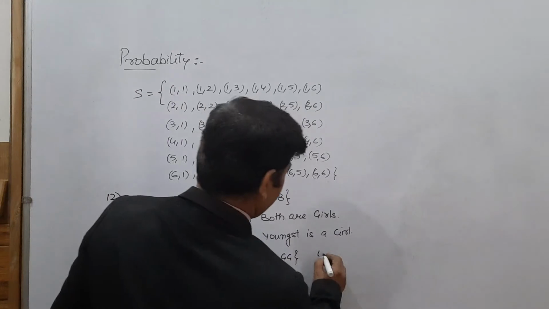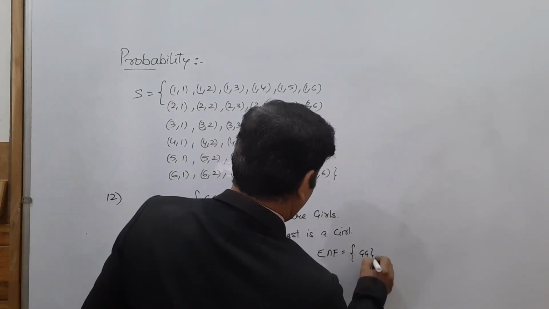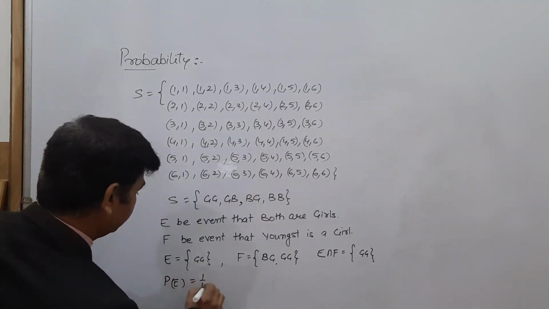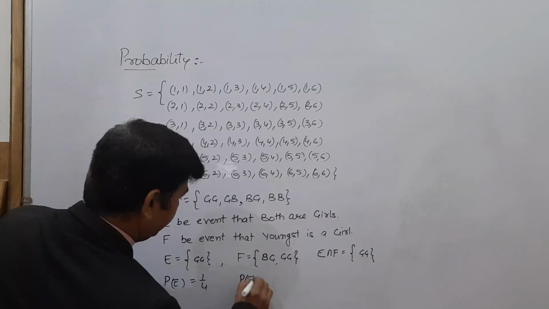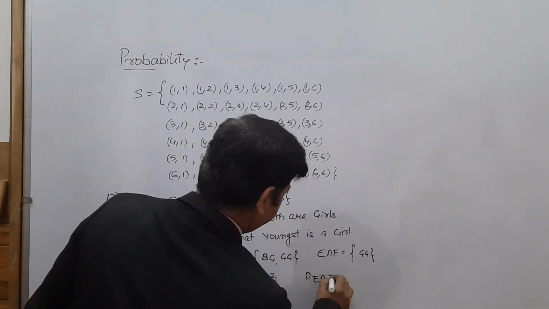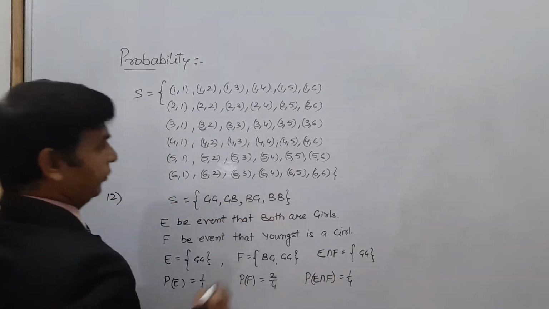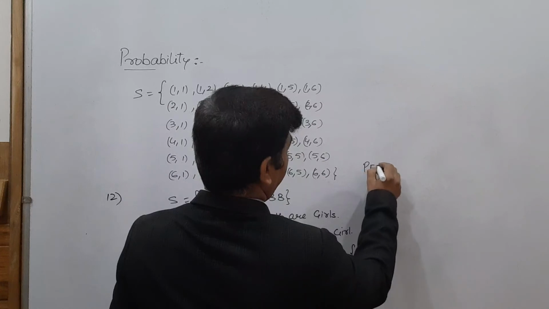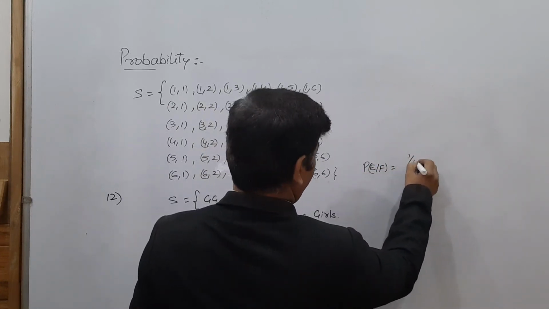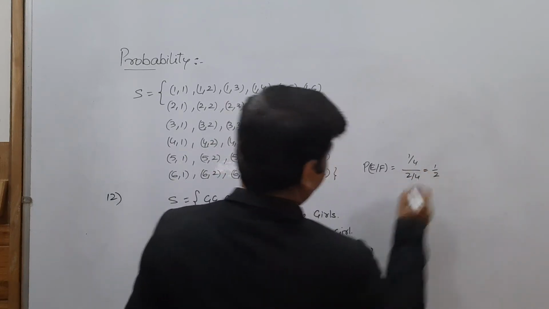And what about E intersection F? E intersection F is given by only one element, GG. So probability of E here is 1/4. Probability of F is 2/4. Probability of E intersection F is 1/4. We need to find probability of E given F, and this is given by probability of E intersection F, which is 1/4, divided by probability of F, which is 2/4. So the answer is 1/2.